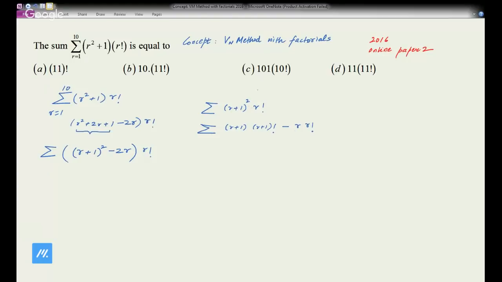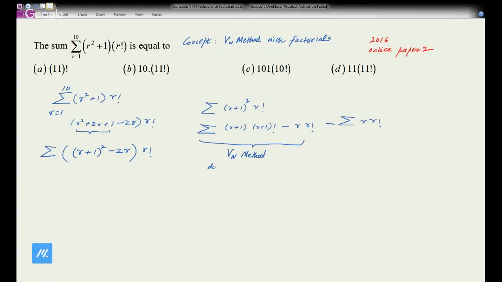Any problems? And you are still left with minus. I'll take this in the other summation. Got it? Still it is the same. But if you notice this particular thing here, the direct Vn method is applied.